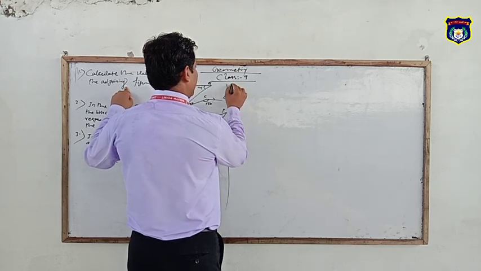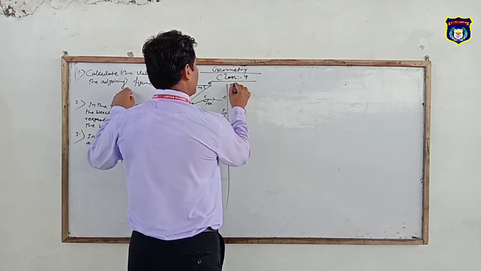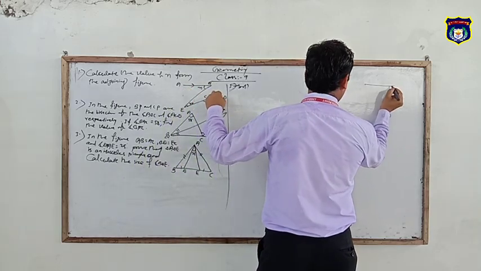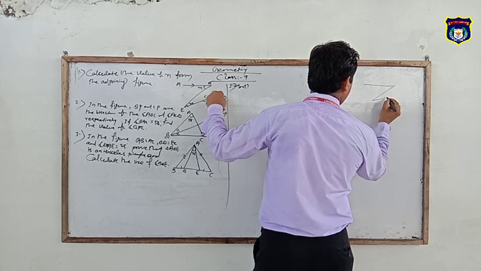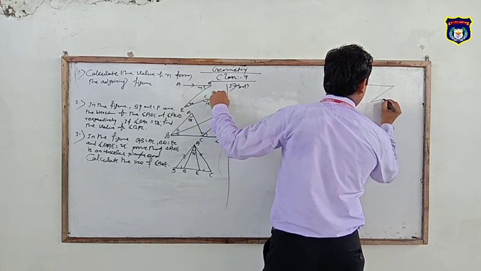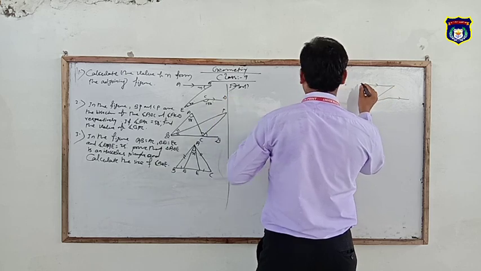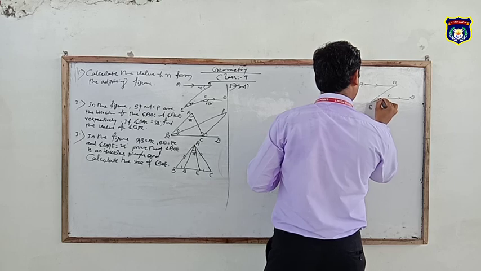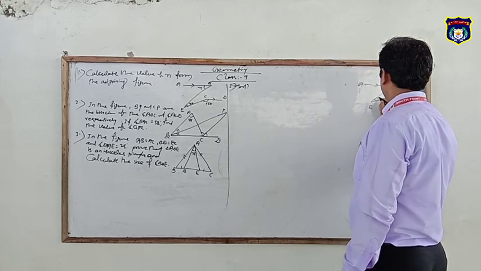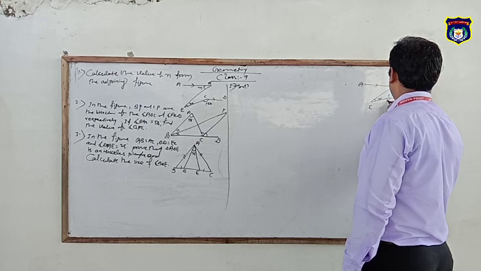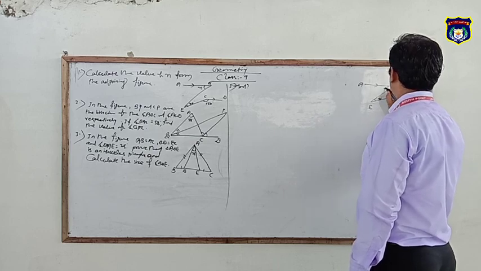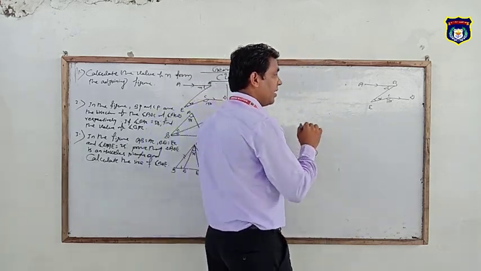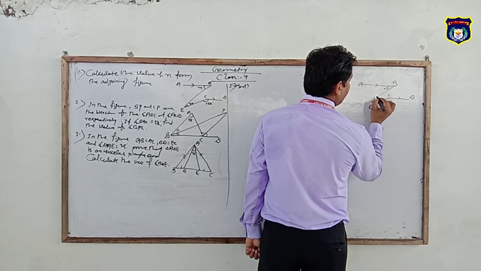Today we will discuss some problems related to theorem 1 and 2. Now, in question number one, there is a figure given with points A, B, C, D, E. Some angle measures are also given: 40 and 150. We have to find the value of x from the given figure.